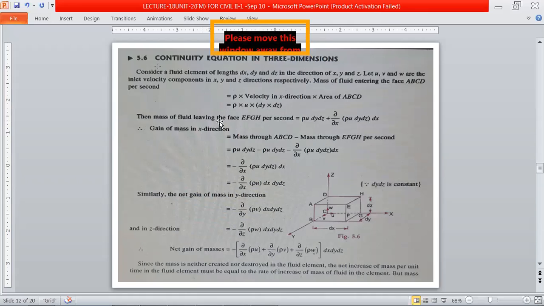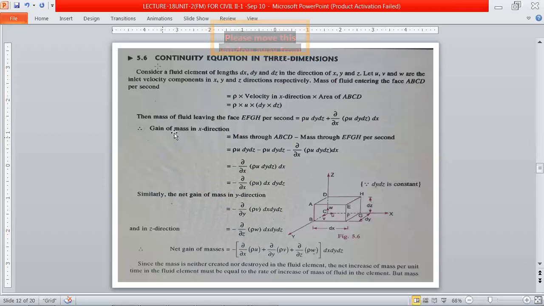Next, the mass of fluid leaving this face. From which face is it leaving? It is going out through EFGH. Then how are we considering it? Same, rho into velocity in x direction into area EFGH. Therefore rho u dy dz plus dou by dou x of rho u dy dz into dx. Why? Because we are considering the x axis, so we take this as a derivative along the x axis.